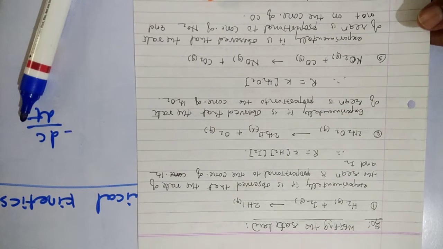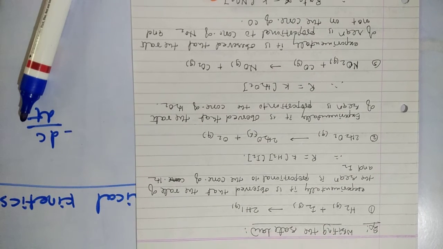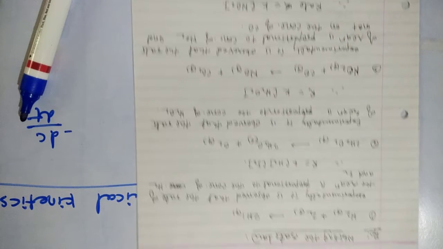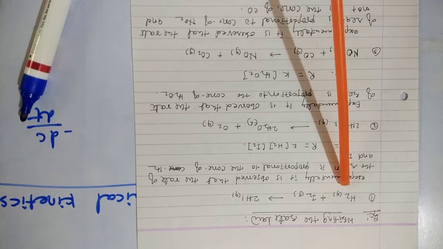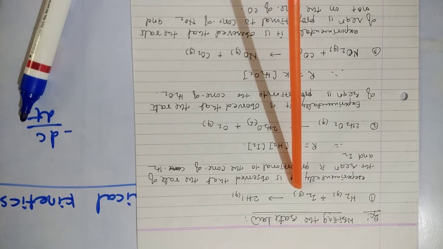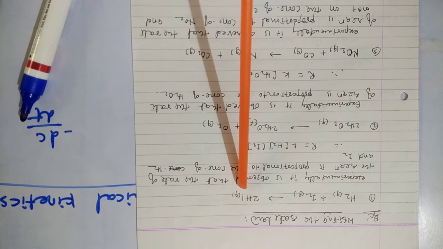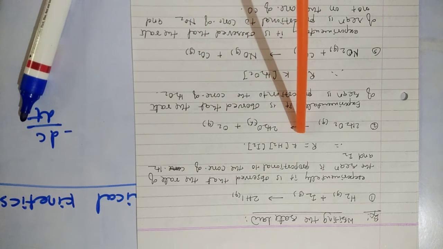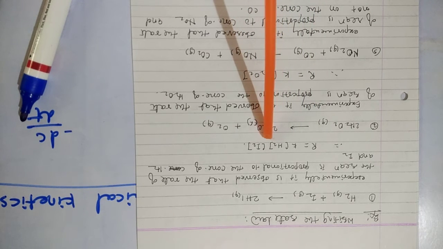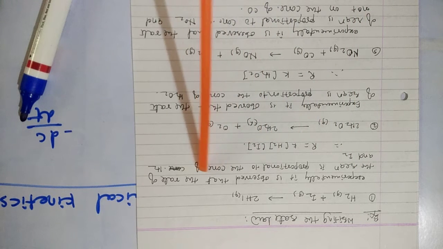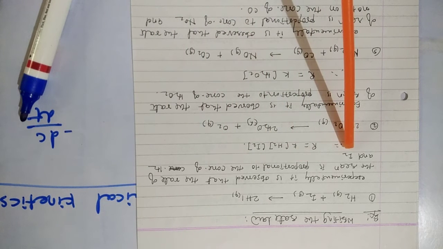Now let us see writing the rate law. We are going to practice some examples of how to write it. Consider the equation H2 gaseous plus I2 gaseous gives 2HI, hydrogen iodide. The rate law is written as rate = k [H2][I2]. Experimentally it is observed that the rate of the reaction is proportional to the concentration of H2 as well as I2.